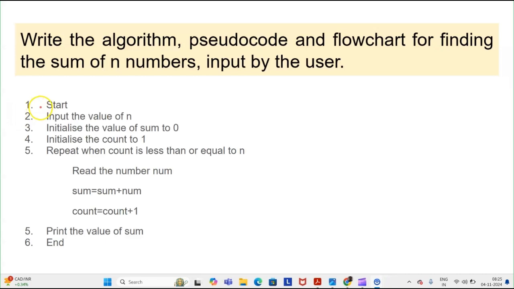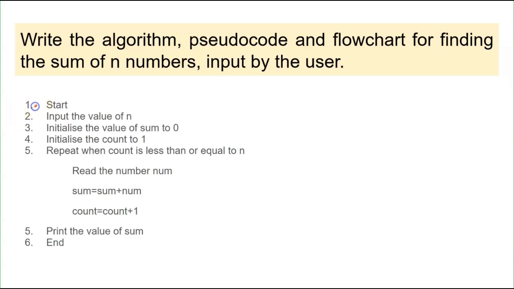Let us see the algorithm. So I'll begin with a start. I told you we have to give the input n, how many numbers are there. So input the value of n. Then we require two variables, right? So initialize the value of sum to 0 and initialize the value of count to 1. So these are the initialization steps.